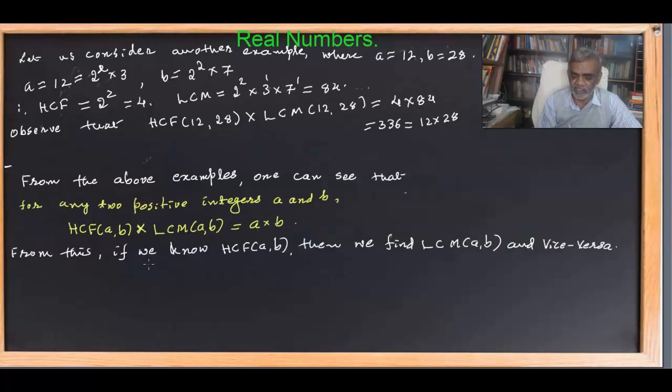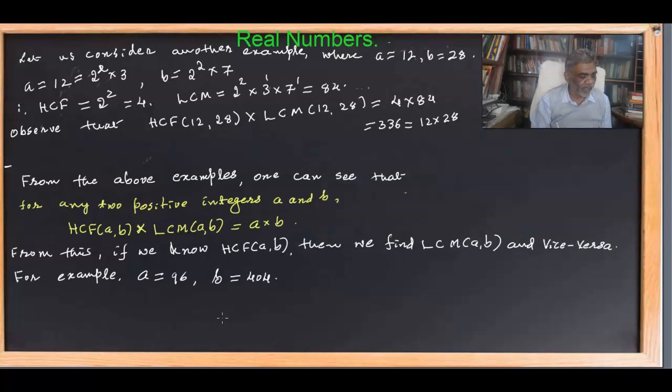And from this, if we know the HCF of A and B, then we can find the LCM of A and B, and vice versa. Now we can see, for example, 96 and 404. We need the HCF and LCM. So, okay, now first write down the HCF.